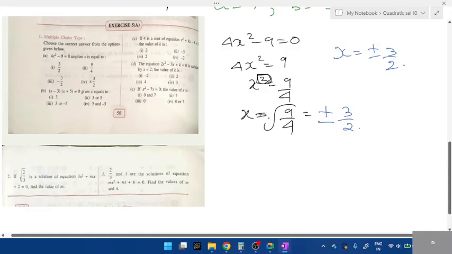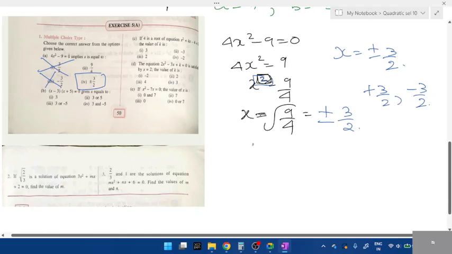right? So this is the actual reason. The meaning of plus minus is, when degree is 2, a quadratic equation, x will have two values, that is plus 3 by 2 and minus 3 by 2. So if you mark 3 by 2, wrong. If you mark minus 3 by 2, this is also wrong. What's the option? Fourth one.